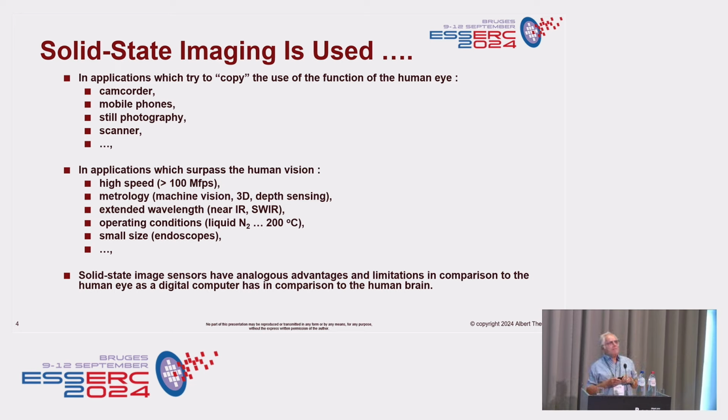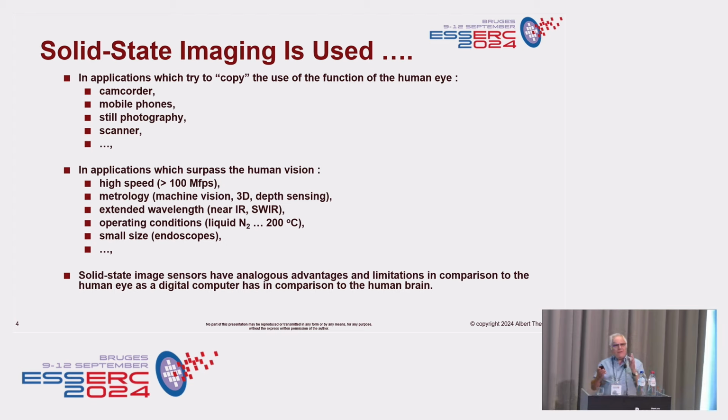Operating conditions: we operate the human eye at 36, 37 degrees C. If you operate at 40 degrees C, you become sick. At 42 degrees C, we have to bring you to the hospital. But solid-state image sensors can work up to 200 degrees C, and even at liquid nitrogen temperatures. Think about space applications, small size, endoscopes, and so on and so forth. That's what I mentioned already.